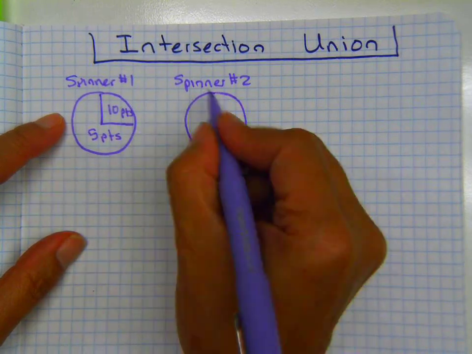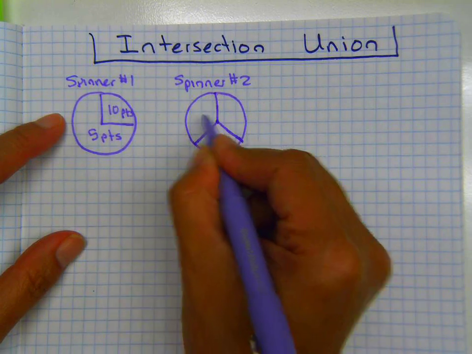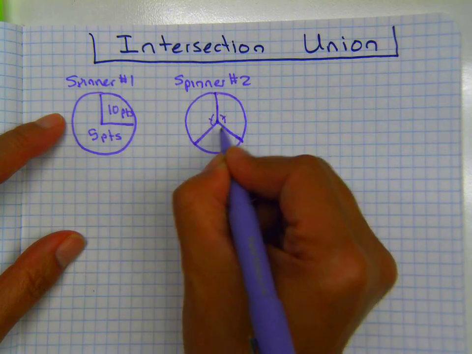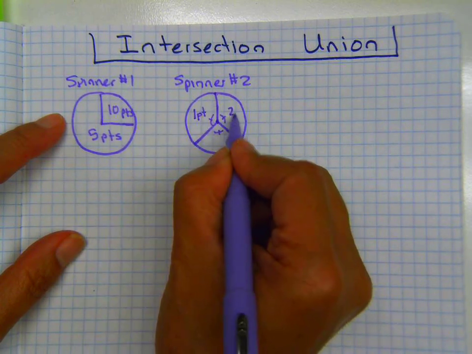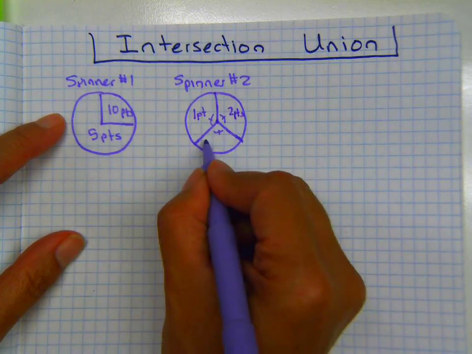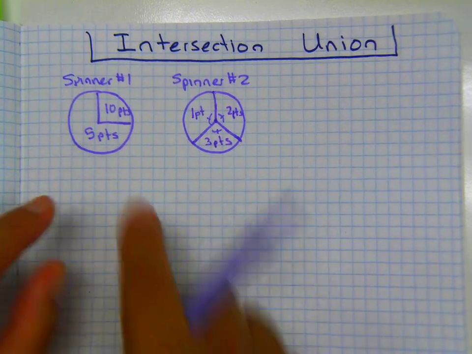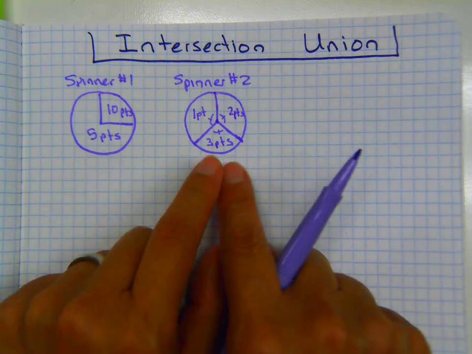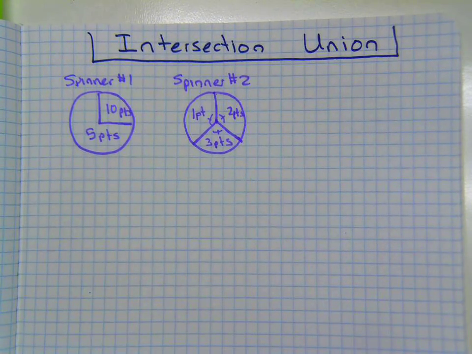We're going to break it up into 3 equal parts. So let's say all of these are congruent to each other. And you get 1 point if you land here, 2 points if you land here, and 3 points if you land here. So we're going to spin this spinner once, spin the other spinner once, and add the points together to see what all of our possible outcomes are.